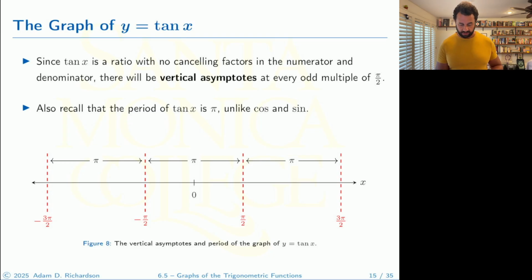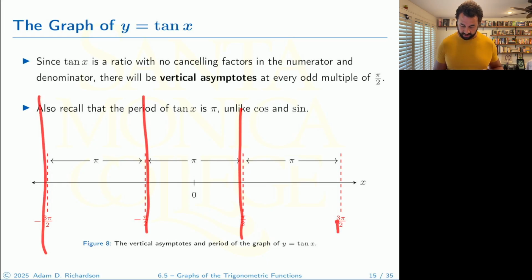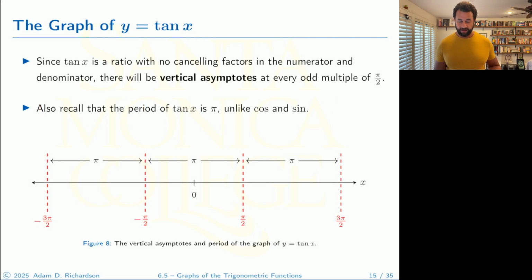So the domain excludes those numbers, but graphically, we're going to have a vertical asymptote at every one of those numbers just like that. So our graph is going to look roughly like that. Also remember that the period of tangent is pi. Unlike cosine and sine, the period is pi. And that's just because the slope of that line repeats every pi radians.